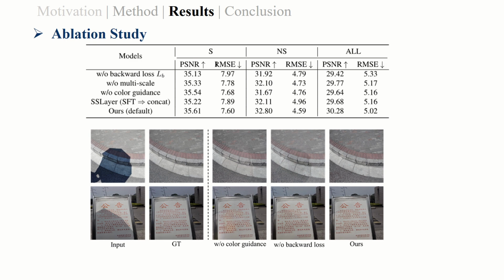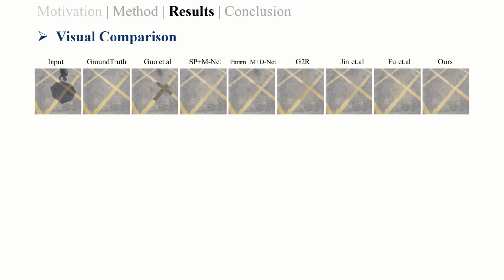Then, we conduct the ablation study to verify the effectiveness of the modules of our method. Obviously, when we remove the backward loss of reverse mapping, we found that the deshadowing performance dropped a lot, in both the PSNR and RMSE metrics. Moreover, when we remove the shadow environment color guidance, there is an obvious color inconsistency between the shadow and the surrounding non-shadow regions. Then, we show some estimated results among our method and other state-of-the-art methods.